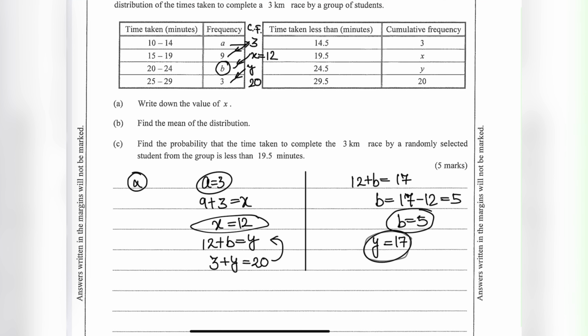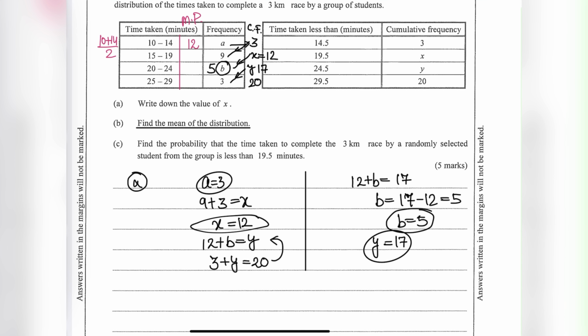Now we know all the unknowns. Instead of b we can write 5, and instead of y we can write 17. In the next question, they're asking for the mean of the distribution. To find the mean, we first require the midpoint. How to find the midpoint? Add both the numbers and divide by 2. For this, it's 10 plus 14 is 24, divided by 2 is 12. You can use the calculator to find it.